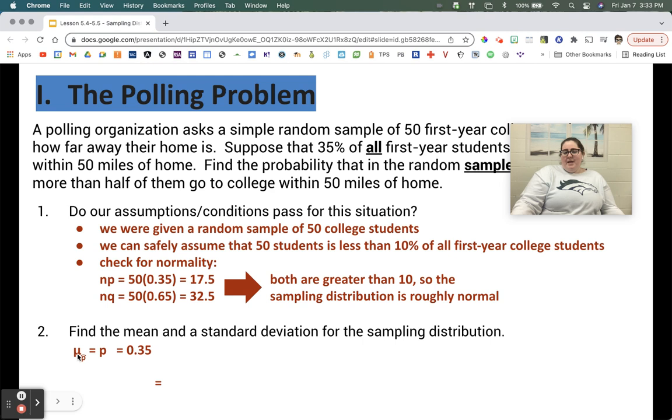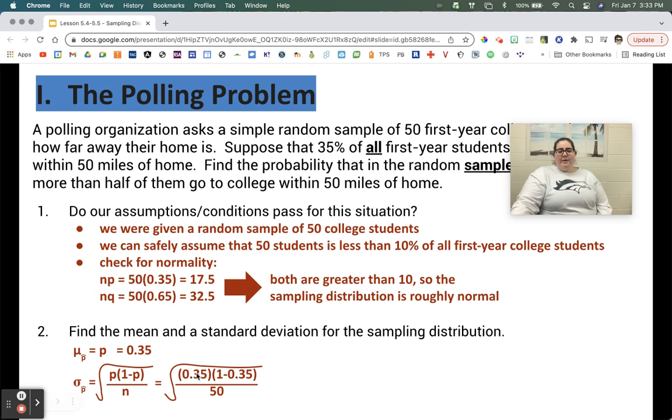So that should be the mean of our sampling distribution, so 0.35. The standard deviation of that sampling distribution is given by the formula square root of p times 1 minus p over n. So I'm just going to plug in p was 0.35, n is our sample size, which is 50. Then I'm going to do a little math in my calculator to figure out what that equals, which is about 0.067. So that is where my mean and standard deviation come from. I'm just using those formulas.